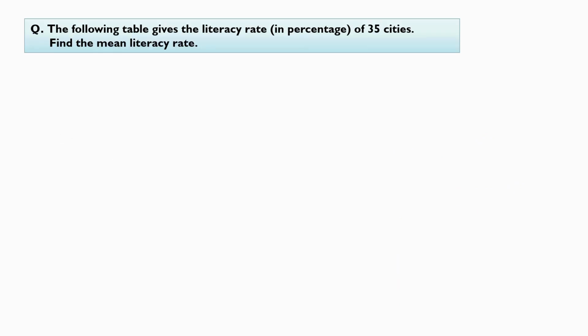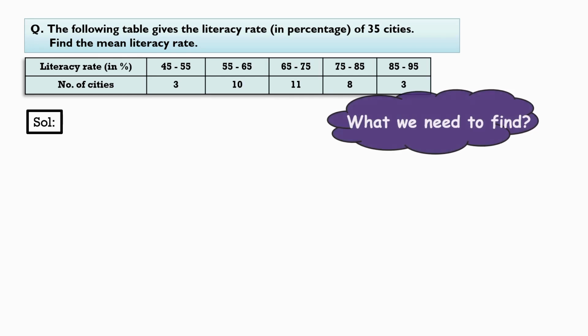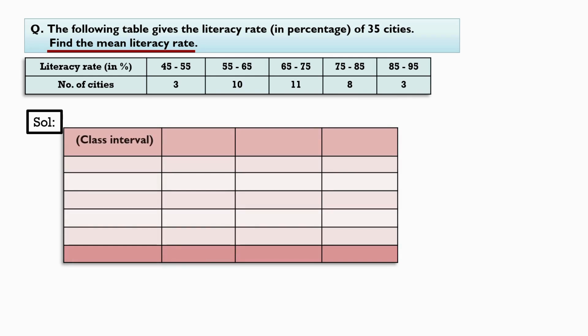Okay, now coming to the next problem. The following table gives the literacy rate in percentage of 35 cities. Find the mean literacy rate. So literacy rate in percentage is given. That will be the class interval, and number of cities is given. That will be the frequency. So now in this case, what do we need to find? The mean literacy rate. So let's make the table.